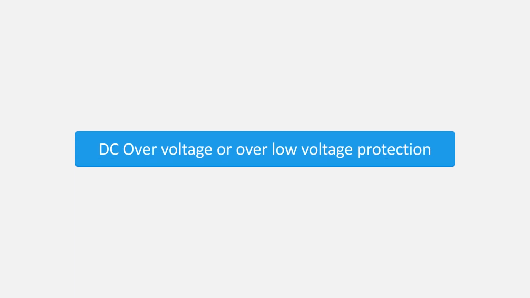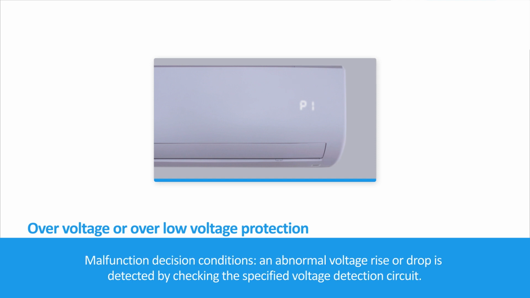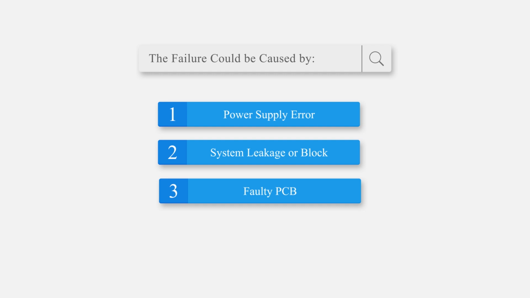DC overvoltage or undervoltage protection. When the indoor unit displays P1, which indicates overvoltage or undervoltage protection, malfunction decision conditions: an abnormal voltage rise or drop is detected by checking the specified voltage detection circuit. The failure could be caused by 1. Power supply error, 2. System leakage or block, 3. Faulty PCB.